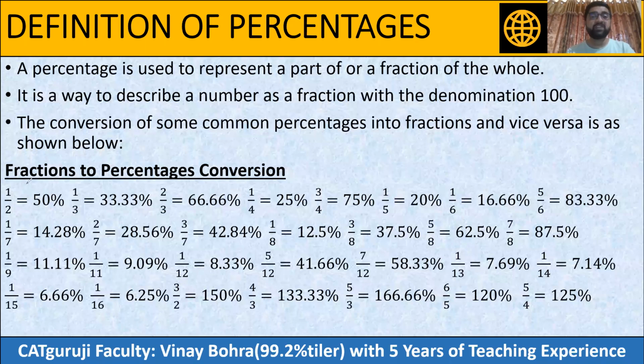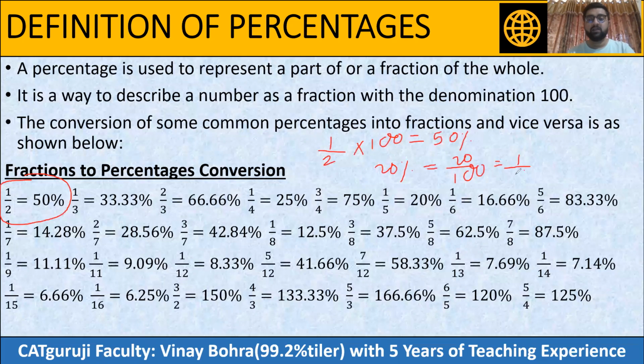So to convert the percentage into fraction, it's a very easy method. If we need to convert a fraction into percentage, we always multiply with 100. So like 1/2 multiplied with 100 will give us 50%. And if we need to convert the percentage into fraction, that means if it is 20%, we need to convert into fraction, we can simply divide by 100. So 20 by 100 will give us 1/5. So these are all the fractions that we must know while doing the percentage questions.